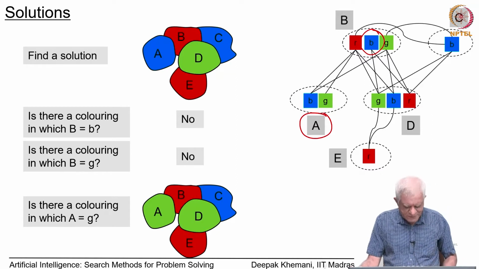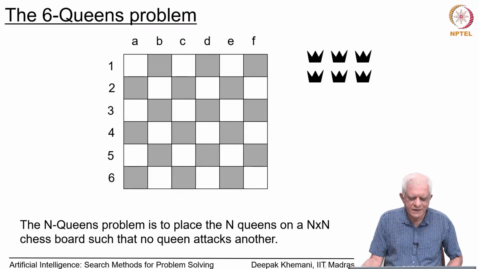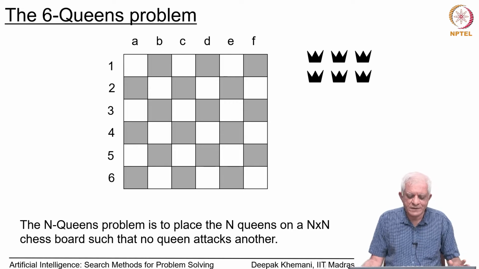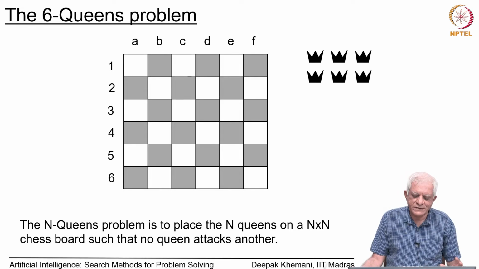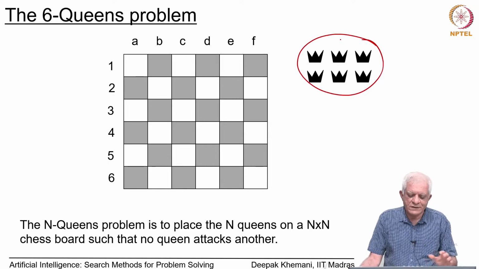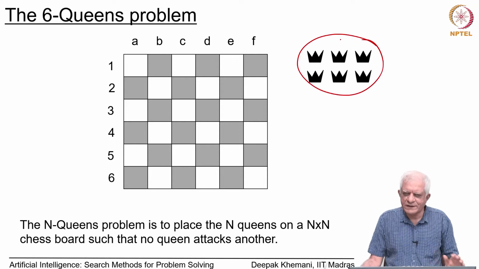So, let us look at another nice example, because it helps illustrate some of these ideas well, and that is the n queens problem. In particular, we are starting by looking at the 6 queens problem, and as you are no doubt familiar, the problem is to place these 6 queens, which are at the moment outside the board, on the 6 by 6 chessboard, such that no queen attacks any other queen.